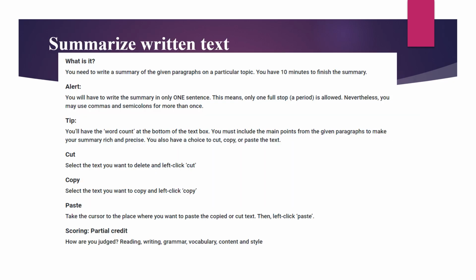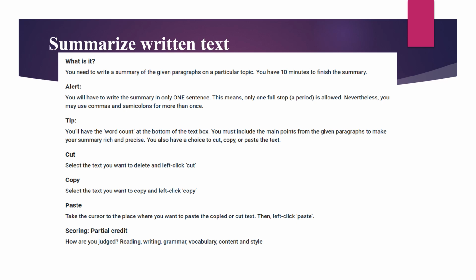For summarizing written text, you need to write a summary of the given paragraphs on a particular topic. You have 10 minutes to finish the summary. You will have to write the summary in only one sentence. This means only one full stop or period is allowed. Nevertheless, you may use commas and semicolons more than once. You'll have the word count at the bottom of the text box. You can see it from the left bottom corner or bar. You must include the main points from the given paragraphs to make your summary rich and precise.